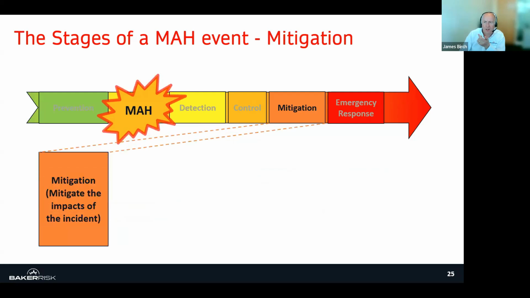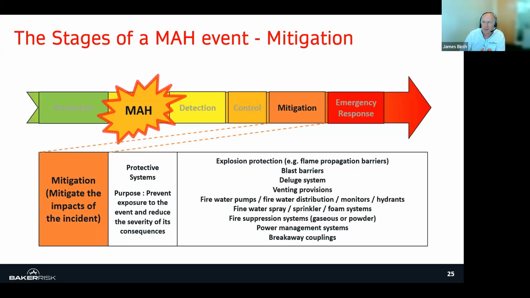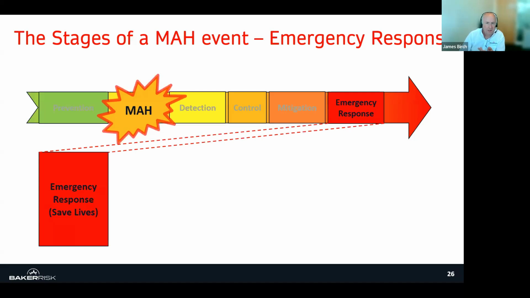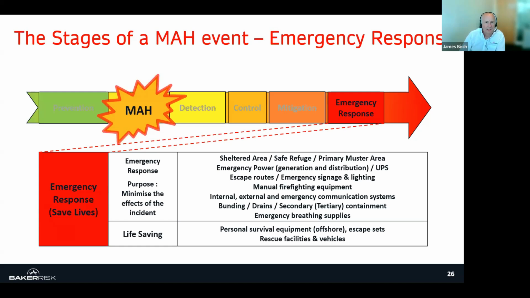After that, we're looking at mitigation. These are protective systems, firewater, blast protection, sprinkler systems, breakaway couplings. These are things where we're trying now to keep this in the box. And ultimately, if these fail, we're looking at emergency response. We're fighting the fire. So we have muster areas, we have firefighting equipment, we have extra containment systems, we have breathing supplies, and we have life-saving services.